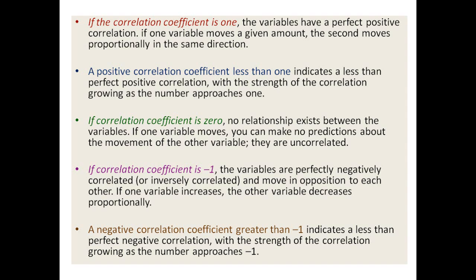If the correlation coefficient is -1, the variables are perfectly negatively correlated, or inversely correlated, and move in opposite directions to each other. That is, if one variable increases, the other variable will decrease proportionally. A negative correlation coefficient greater than -1, like -0.5, indicates a less than perfect negative correlation, with the strength of the correlation growing as the number approaches -1.